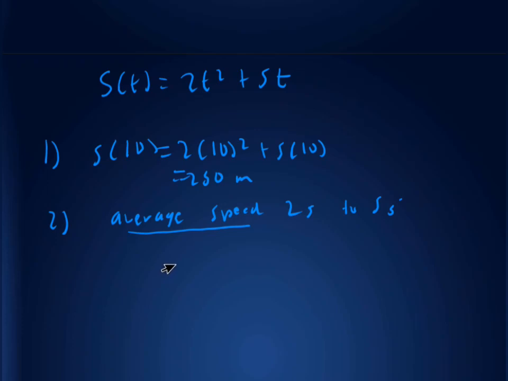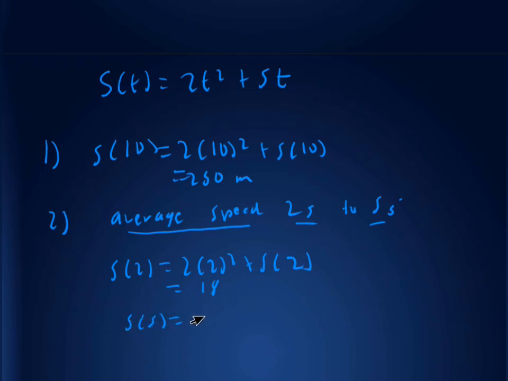All we have to do is first find the y values. These are going to be like your x values. So let's find the y values first. You're just going to say s of 2 is equal to 2 into 2 squared plus 5 into 2. This is going to be 4 times 2, which is 8, plus 10, which is going to be 18, right? And then let's find s of 5 as well.